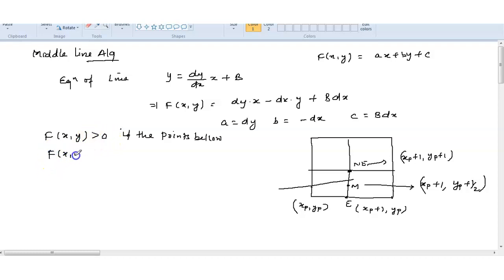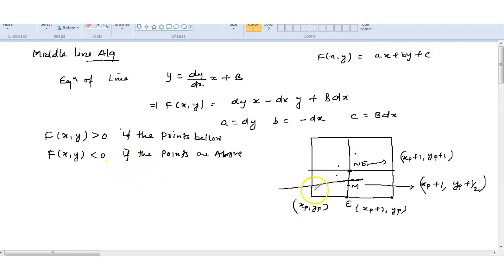If f(x, y) is less than 0, it means the point is above, upward from the straight line. This is the straight line. If you take this point here, or any other point here, the x coordinate is less compared to the y coordinate. Y is higher above the straight line, so the values will be negative and dominant, so f(x, y) will be less than 0.